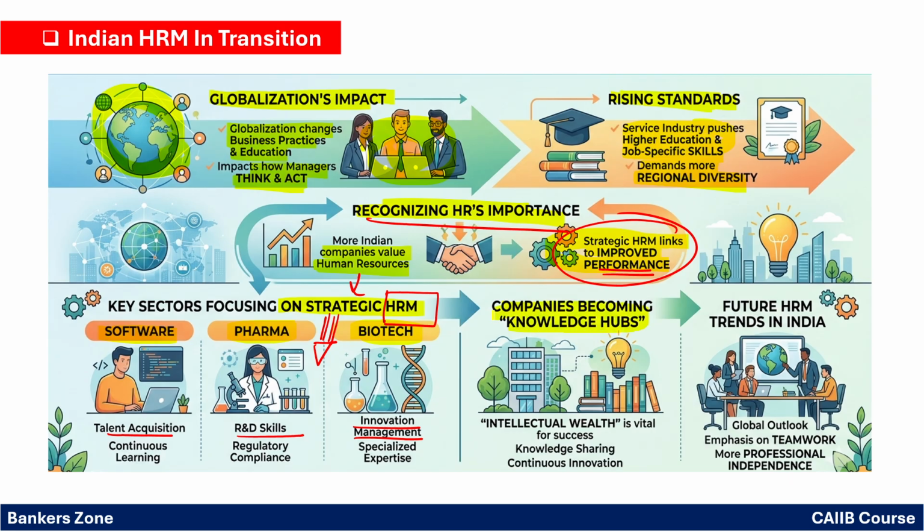Then companies are now becoming a knowledge hub. This is not only the company. Nowadays, companies are becoming the knowledge hub, right? So the intellectual wealth is vital for the success of the organization. So companies are not only the organization, they are now becoming the knowledge hub. Future HRM trends in India. What are the trends? See, the global outlook emphasizes teamwork and professional independence. Right, so there must be proper teamwork and everybody should be professionally competent to contribute to the organization.